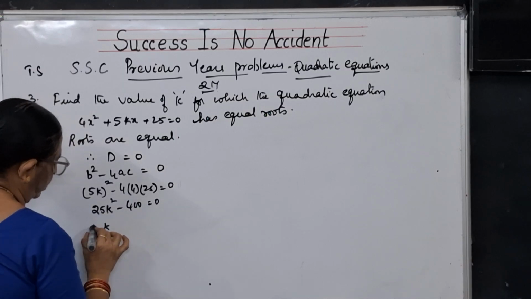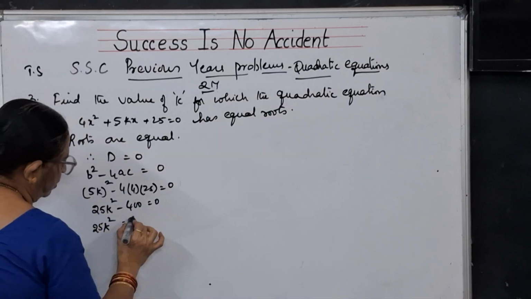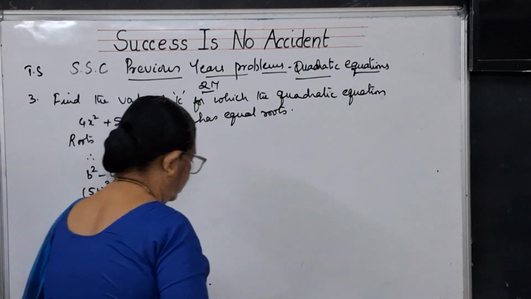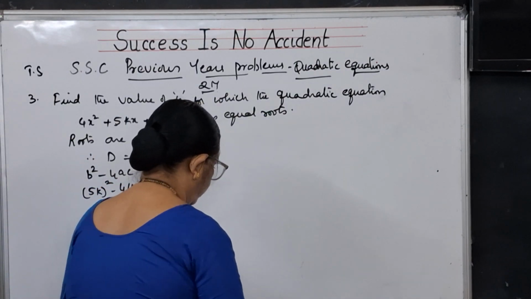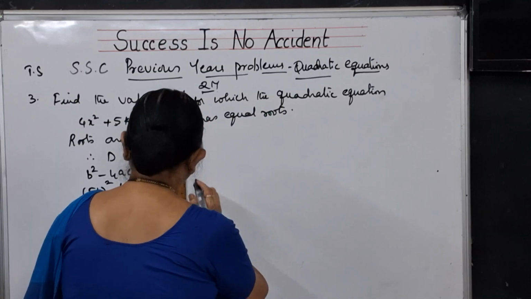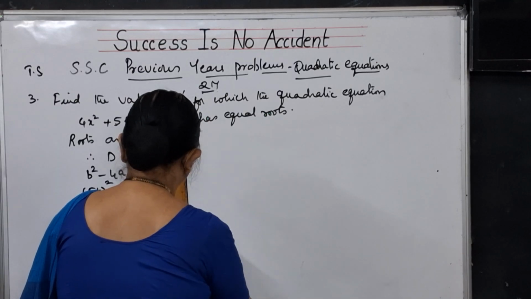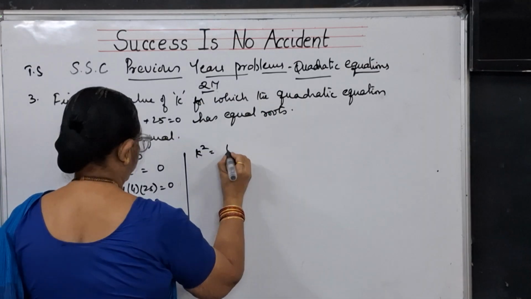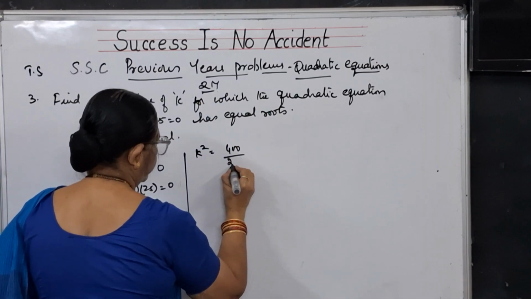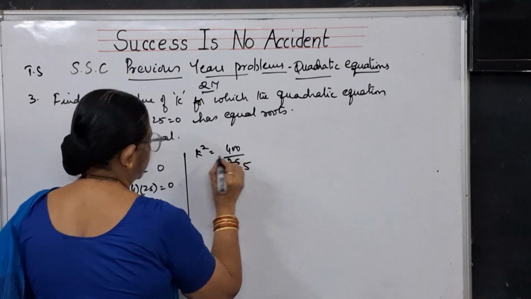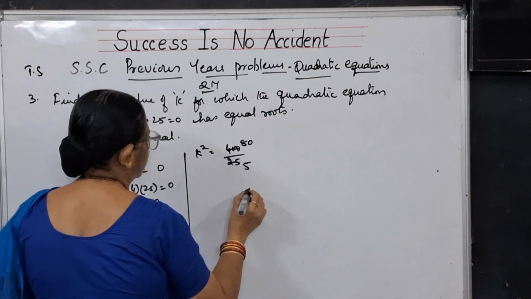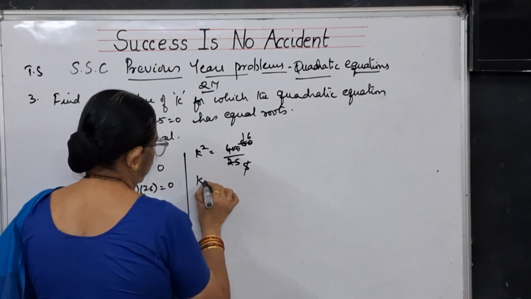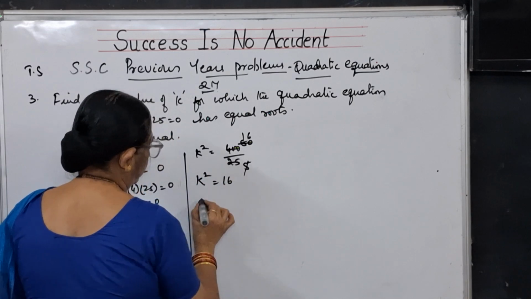So 25k square is equal to 400. So what is k square? K square is equal to 400 by 25. 5 5s are 25, 5 8s are 40, 0. 5 1s are 5, 5 6s are 30. So k square is equal to 16.